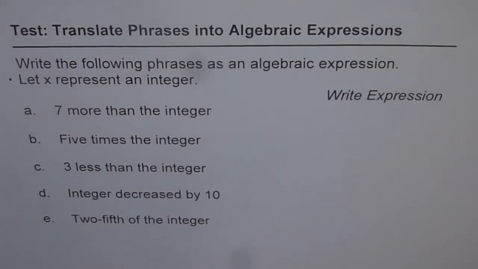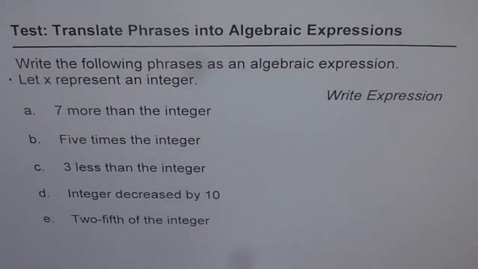At this stage, I'd like you to copy the questions, pause the video, answer the questions, and then look into my suggestions. So these phrases are: A, 7 more than the integer; B, 5 times the integer; C, 3 less than the integer; D, integer decreased by 10; and E, 2/5 of the integer. Once you've done all your questions, then look into my suggestions.